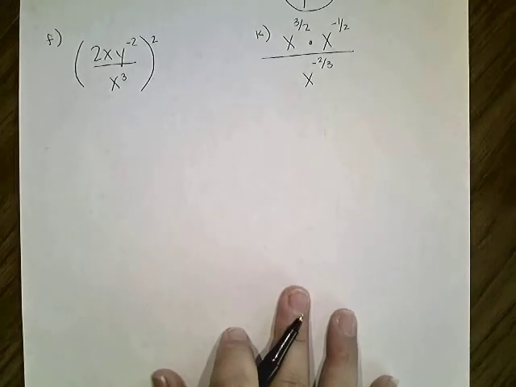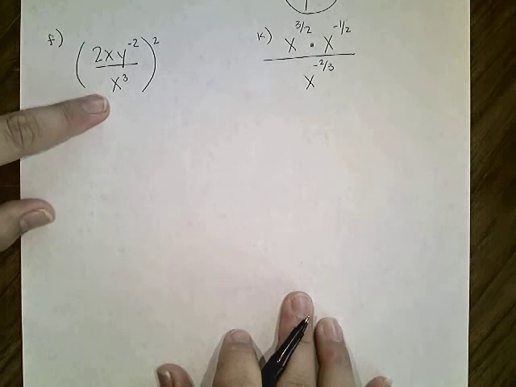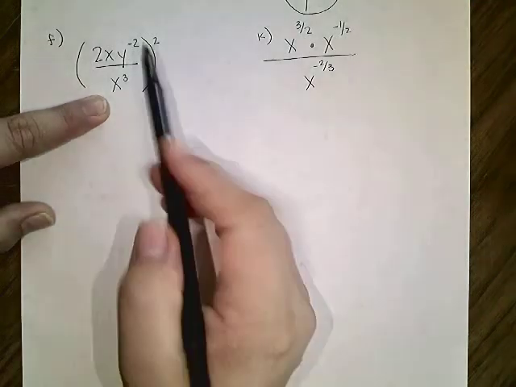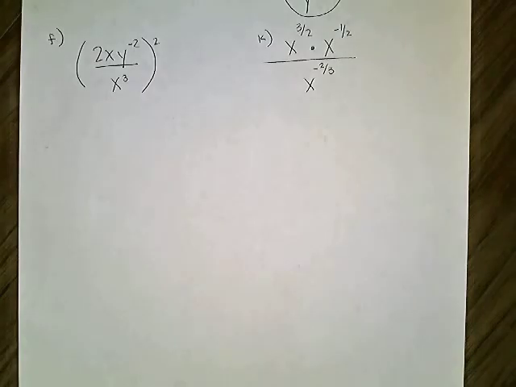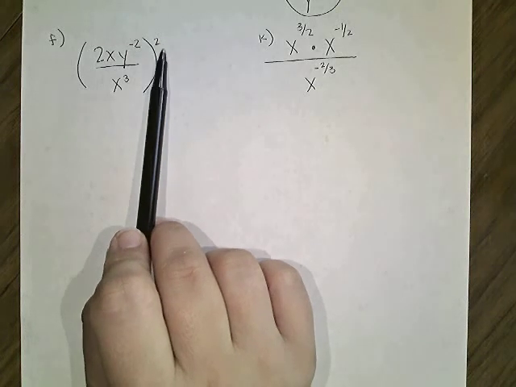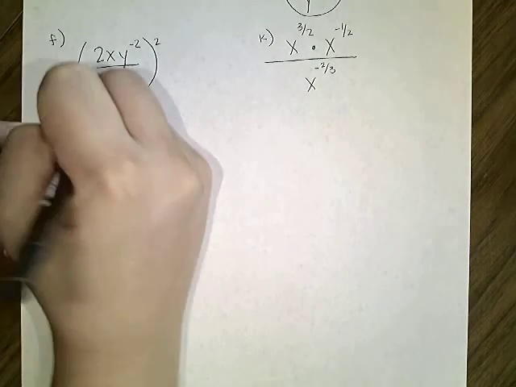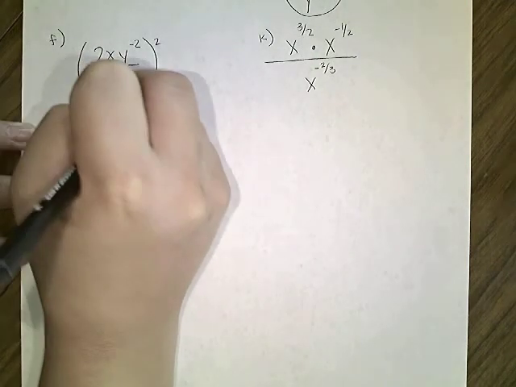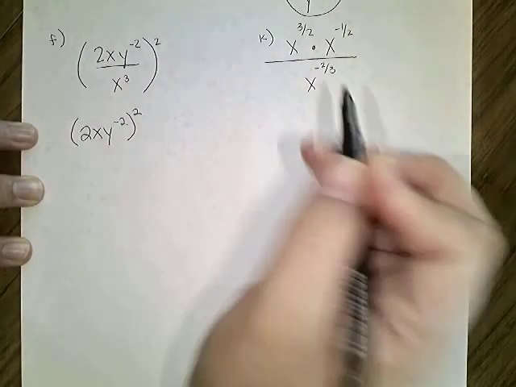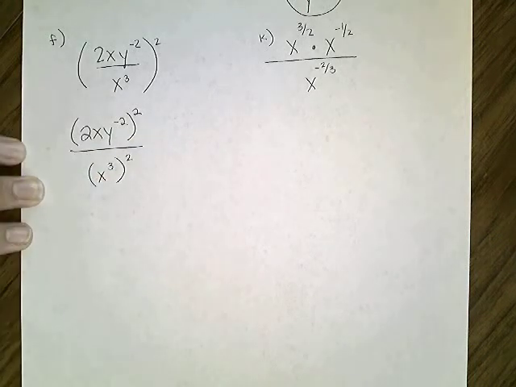Okay, so we have 2xy to the power of negative 2 over x cubed, all raised to the power of 2. And this is really just your properties of exponents. There are no fractions in our exponents. So we just want to recall, what does this mean? When we're raising all of this to a power, it says to distribute the power to the numerator and the denominator of the fraction. So I'm going to take 2xy to the power of negative 2 and give that an exponent of 2, and then I'm going to take x cubed and give that a power of 2 as well.